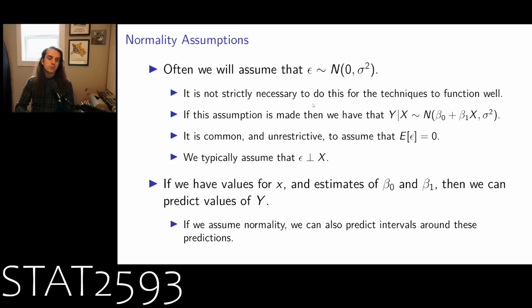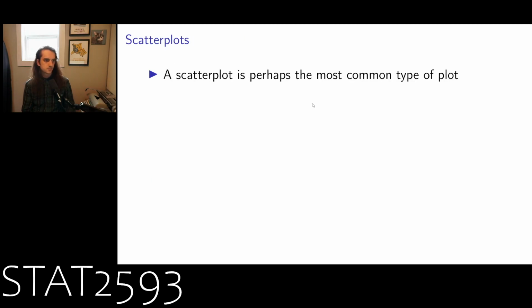So if we assumed normality, then not only could we get a point prediction, but then because we would know the distribution of that point prediction, we could also form what are known as prediction intervals around this, right? And so the assumption of normality is going to help us when we're starting to do inference about the regression model. Nothing that we look at is going to strictly require it, but it can be a useful assumption for developing some of the theory around regression.